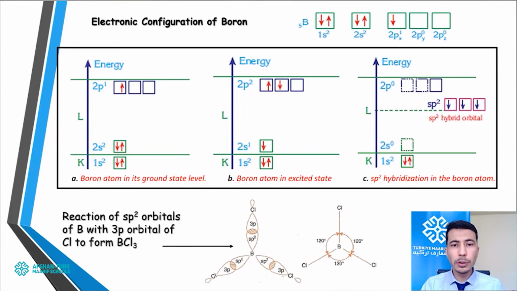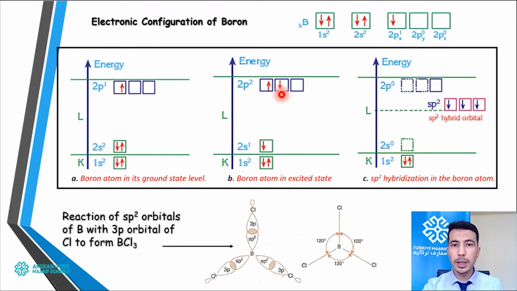The example is boron. The electronic configuration of boron is 1s2, 2s2 and 2p1. This is the ground state of boron, and we have seen that boron makes 3 bonds. In the ground state, boron has only one orbital able to react, the 2p orbital. So how can it make 3 bonds? Actually, one electron of the 2s2 orbital gets excited and goes up to the p orbital.